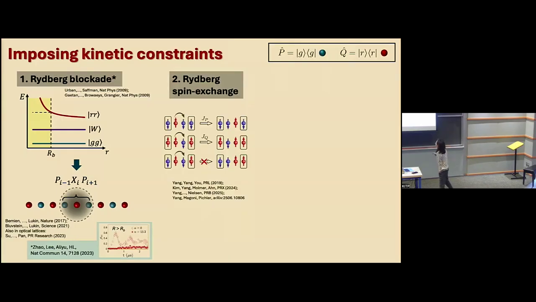Besides this Rydberg blockade, which is usually realized close to resonance, you can also have Rydberg spin exchange, where now you dress the atoms far off resonantly, but you make that detuning resonant with the spin exchange interaction between two atoms. So you can actually have these dynamics where you conserve the number of Rydberg excitations, and a lot of that work was done in the group of Joaquin.